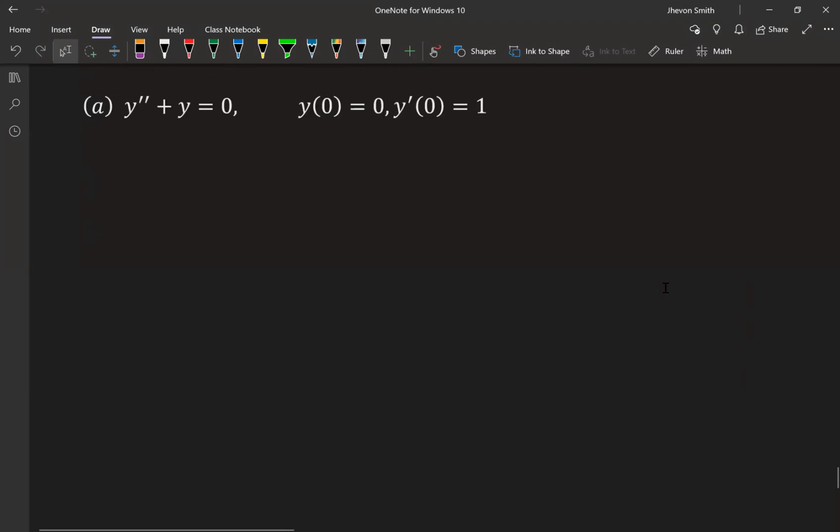So I see this, I want to use a Laplace transform. Yes, I know you can solve this by other means, but I specifically want you to use a Laplace transform. This is an initial value problem, okay? So what you would do is step one, take the Laplace transform of both sides.